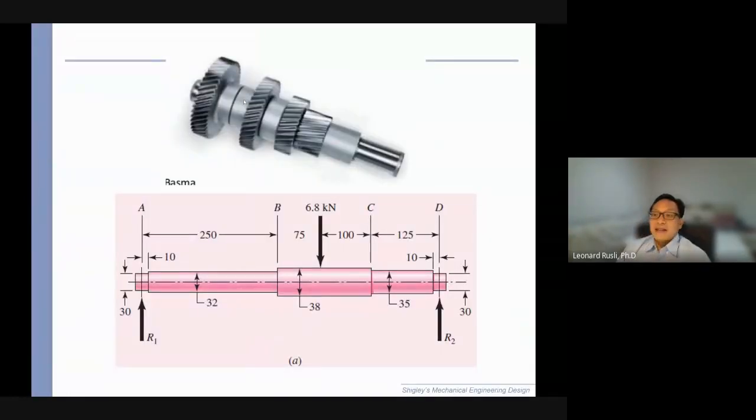Shaft is at the center point of any machineries because it's just the most practical way to transmit power, right? You need power, let's say in your automotive, in a car, to move your car forward.